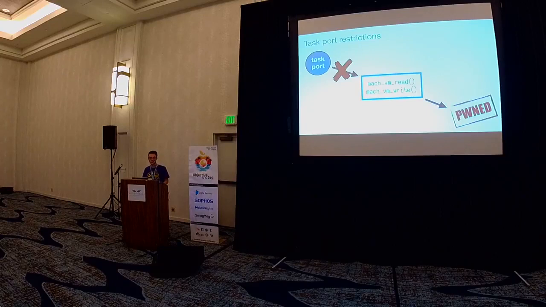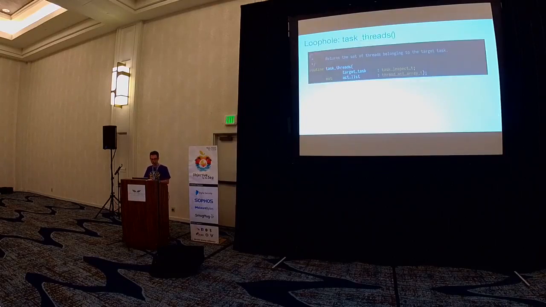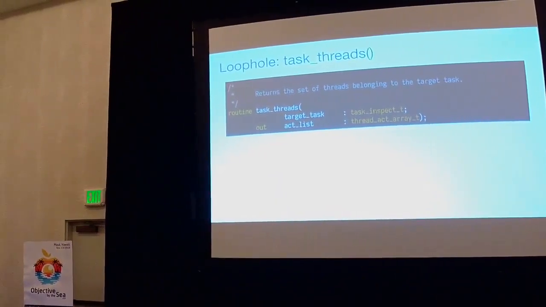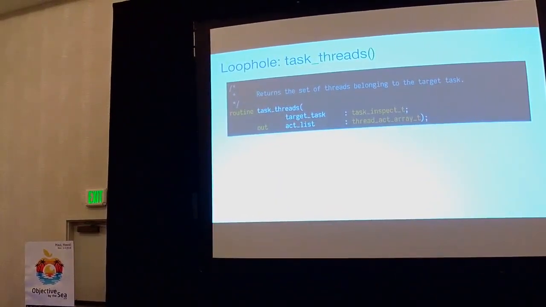Now, this seems like a really robust mitigation, but I was way too far down the rabbit hole at this point to give up here. So I started looking for a way to bypass it. And it turns out there's actually a pretty big loophole, which is this function task_threads. task_threads returns a list of threads in a particular task. But its semantics are really, really important.